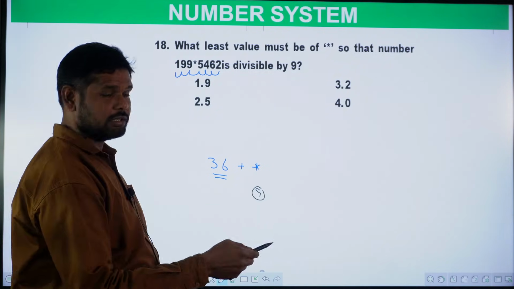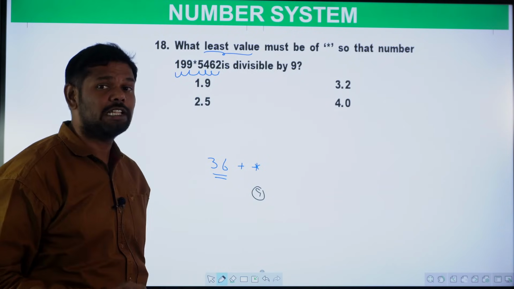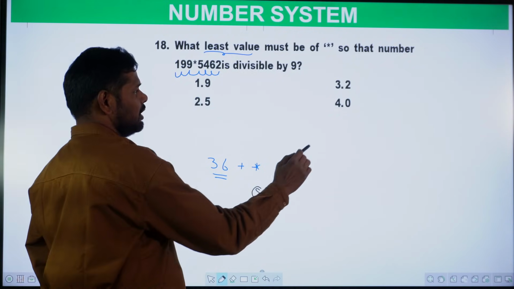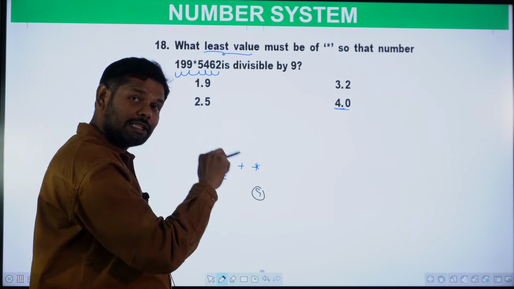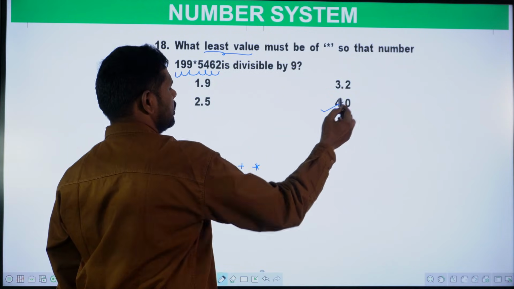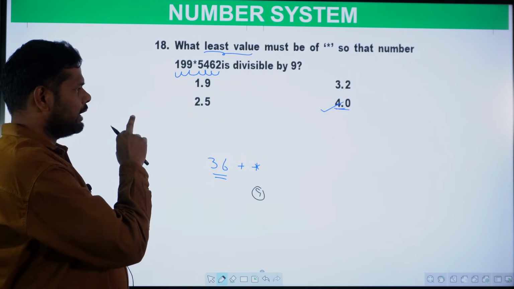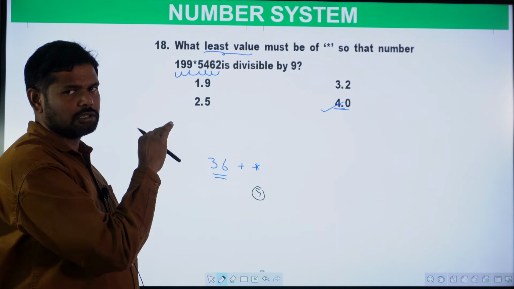45 is the next, so 9 is also possible, but read the question and observe the options: what least value? If you take 0 also, 36 plus 0 is 36, which is also divisible by 9. So the answer is 0. Don't get confused: 9 isn't the least, 0 is there. So you need to observe all the options.